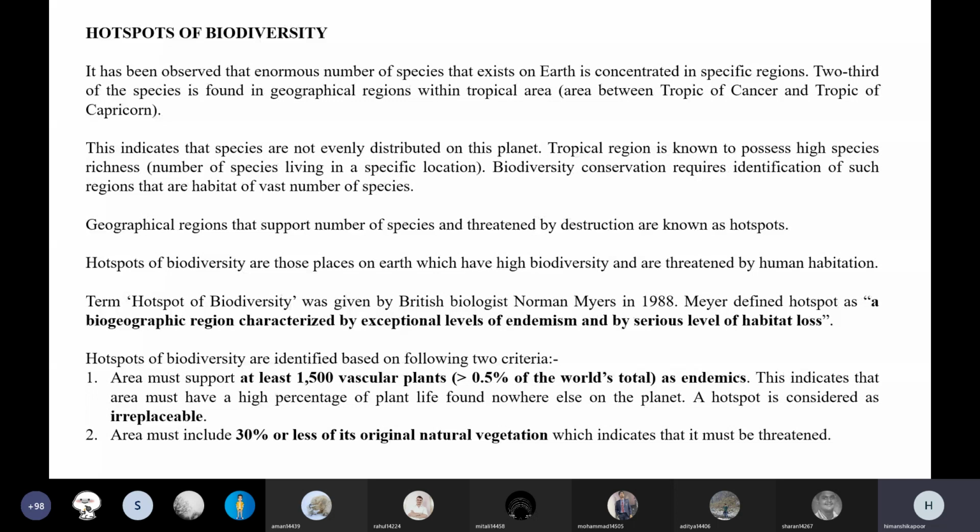So are you understanding the two criteria for biodiversity hotspots? Yes, ma'am. Okay. Second point में किसी को doubt तो नहीं है ना? That area must include 30% or less of its original natural vegetation. No, no. Okay.